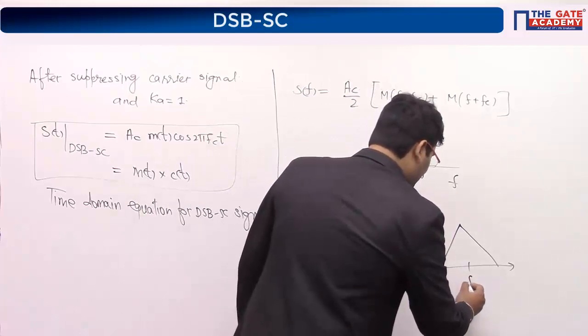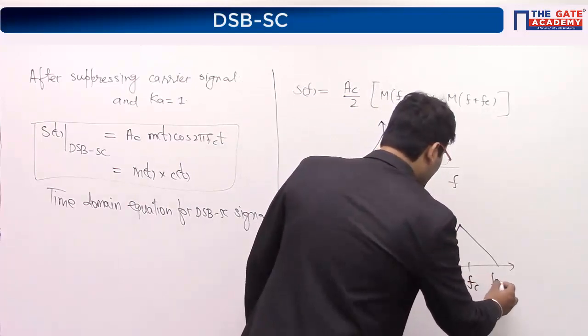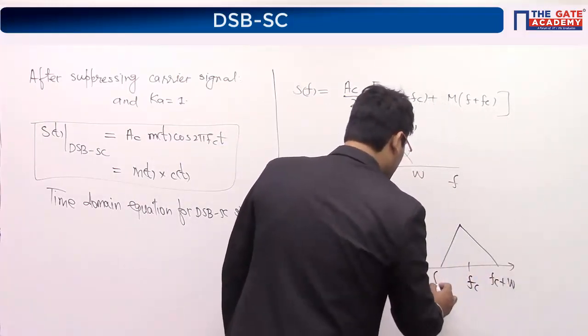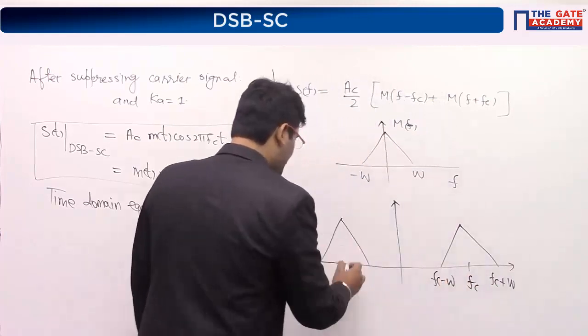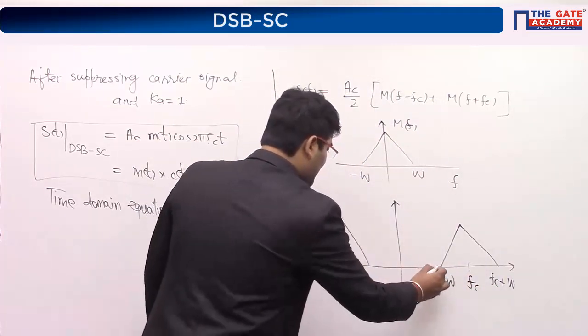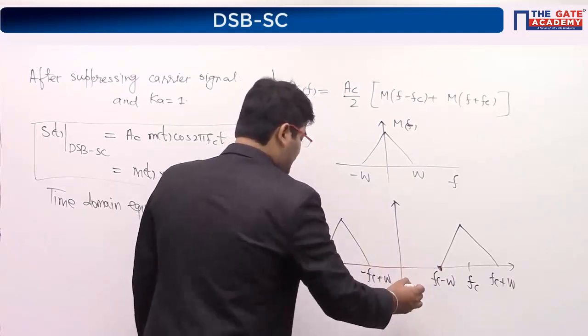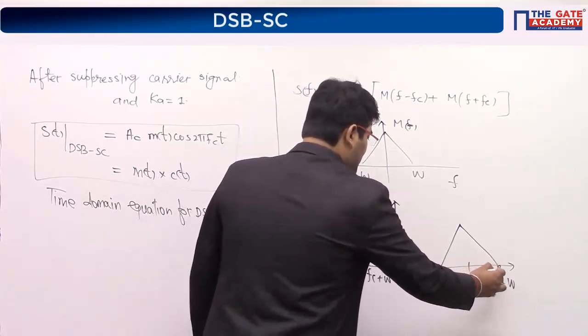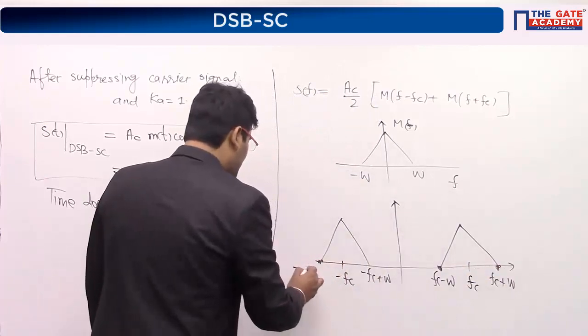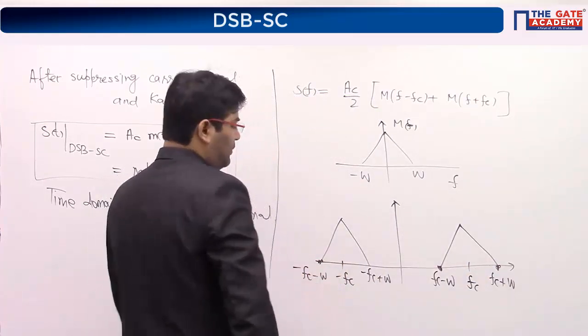So guys, this is S(f), this is fc plus W, this is fc minus W, this is minus fc, and the mirror image of this is minus fc plus W, and the mirror image of this is minus fc minus W.